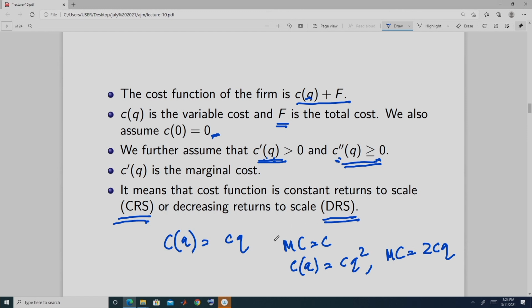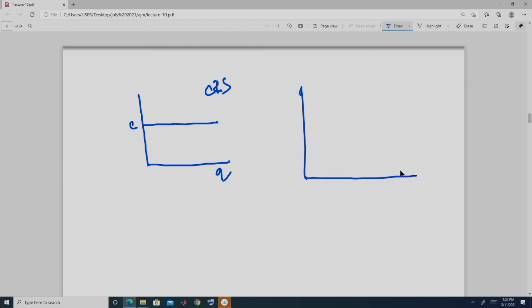The second derivative is also positive, right, it is 2C. So, this means that if we plot output here, marginal cost can be of this nature when it is CRS, or it can be of this nature when there is DRS. This is the marginal cost and this is the marginal cost.